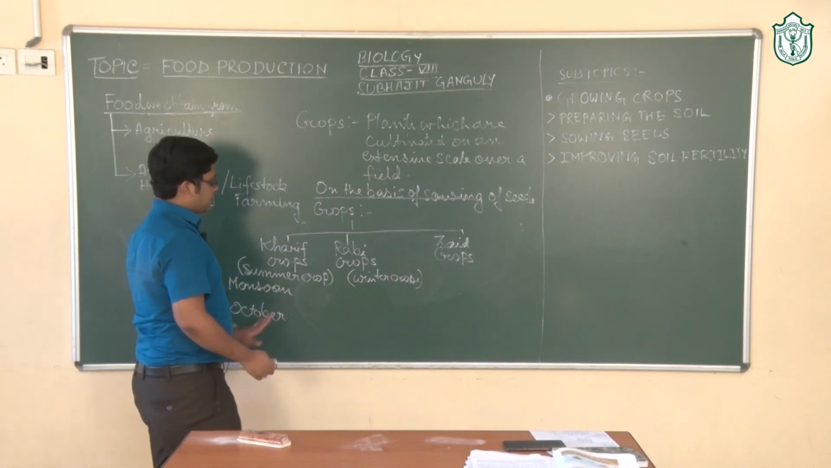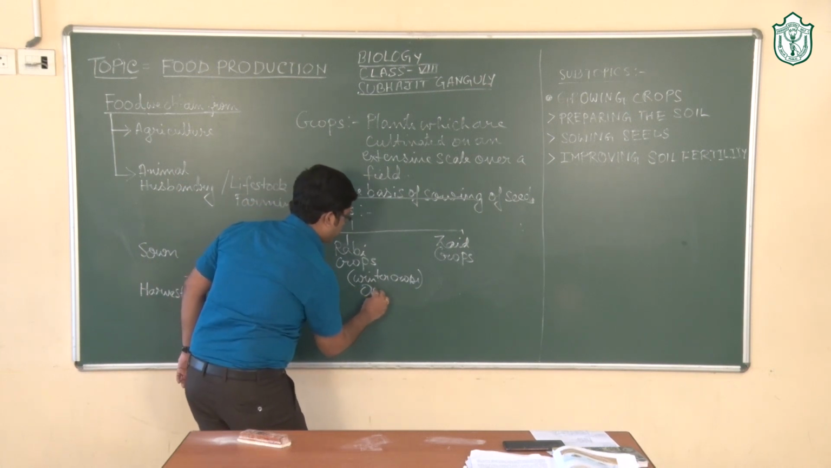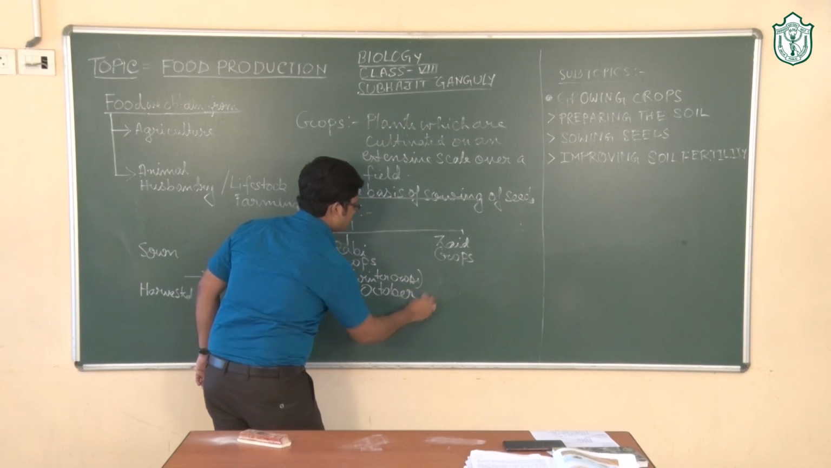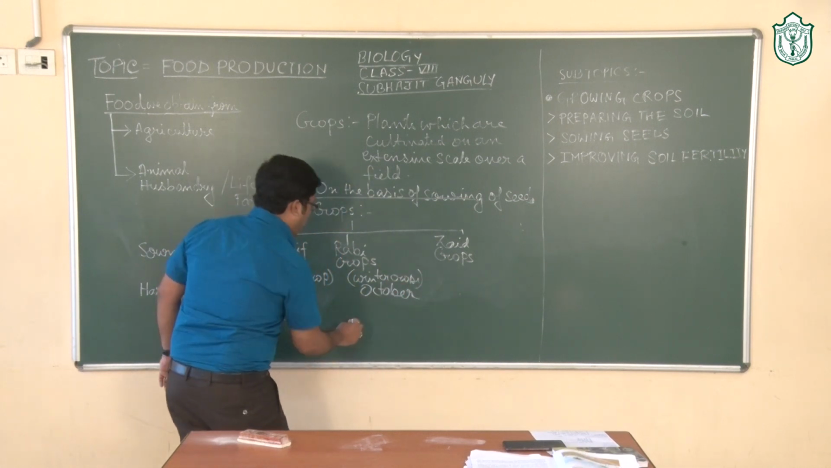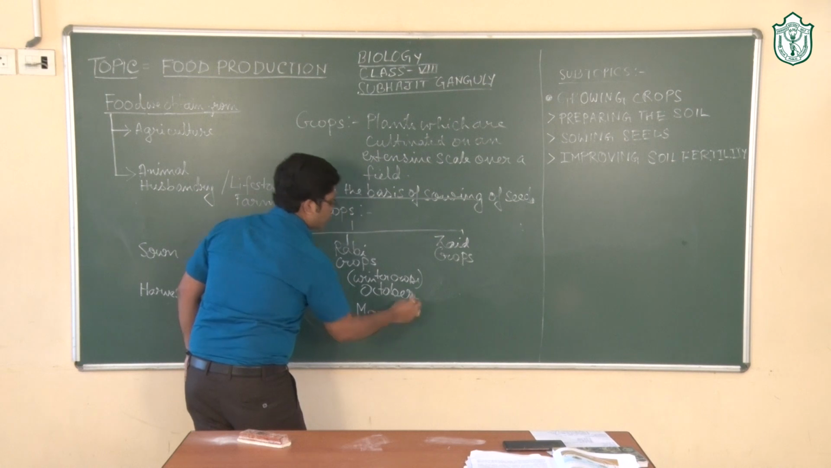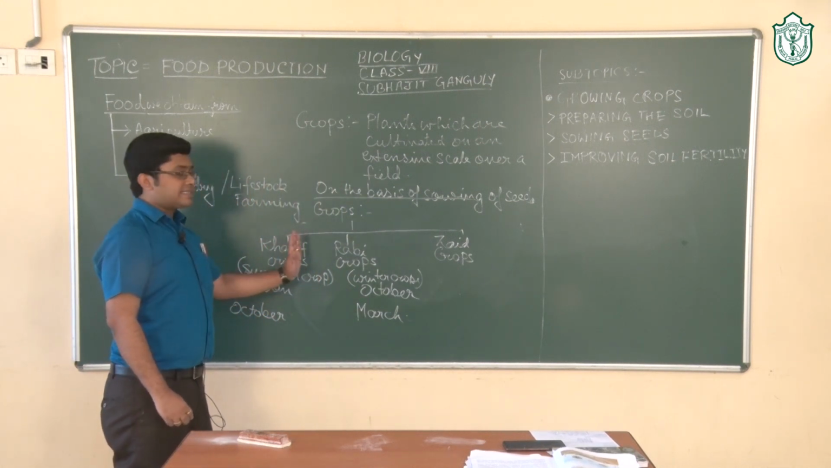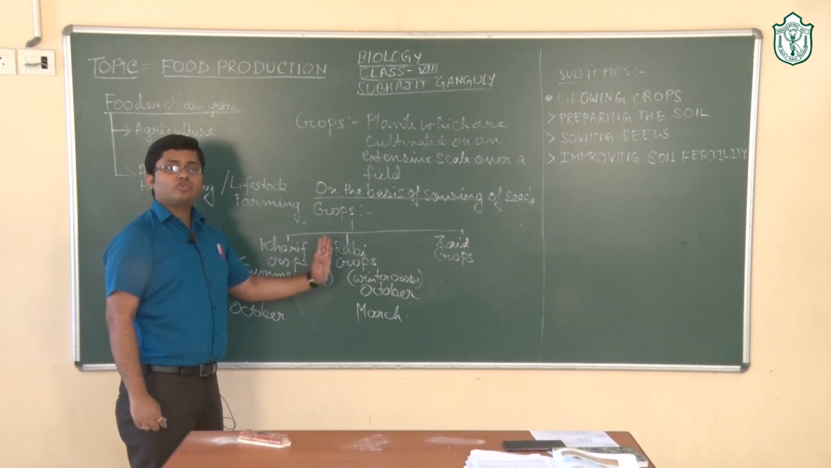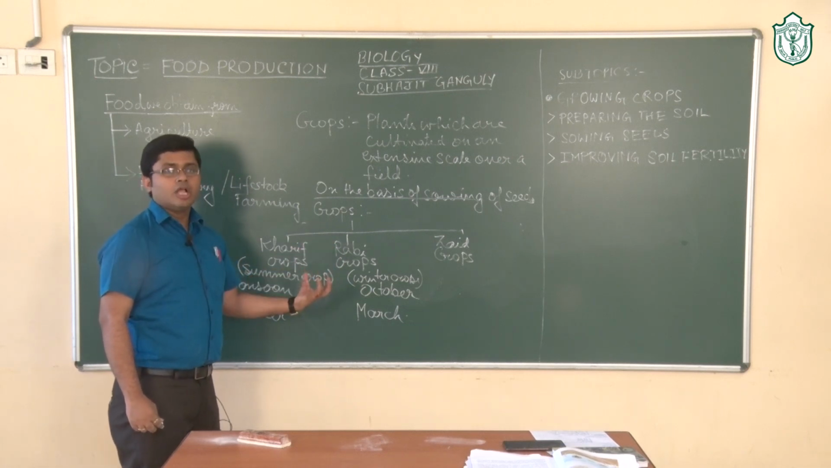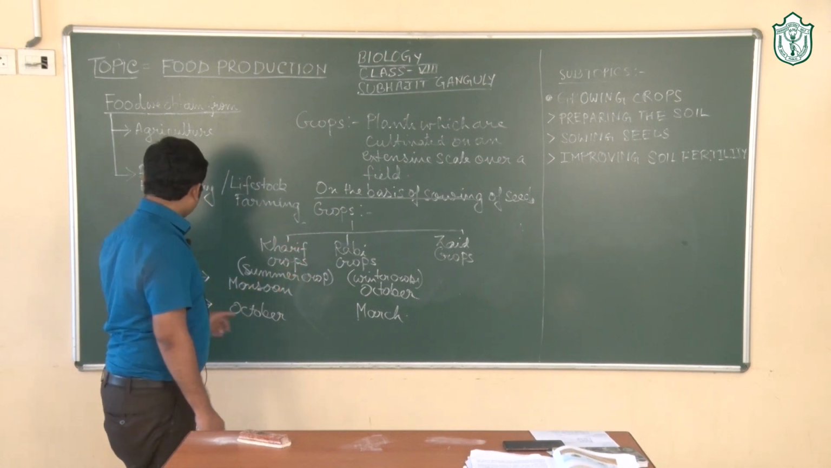On the other hand, Rabi crops are sown during the month of October, and they are harvested during March. If you compare Kharif and Rabi, you will see that Rabi crops do not require that much rainfall. That's the reason they are more conveniently grown during the winter season.